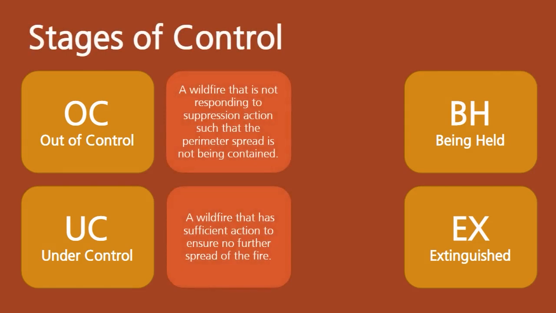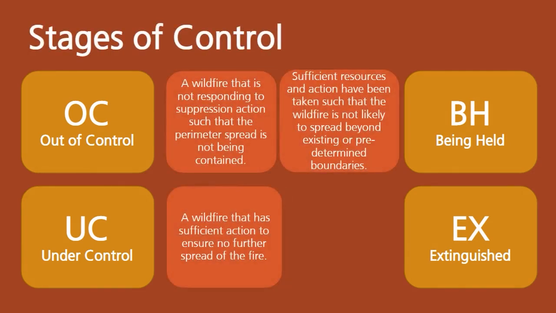Under control, UC. A wildfire that has had sufficient action to ensure no further spread of the fire. Being held, BH. Sufficient resources and action have been taken such that the wildfire is not likely to spread beyond existing or predetermined boundaries under current and forecast weather and fire behavior conditions. There are additional circumstances where being held could apply. Refer to the resource section for more information.